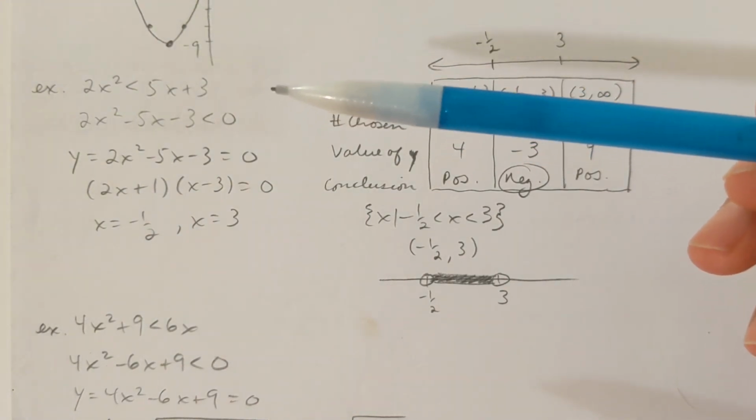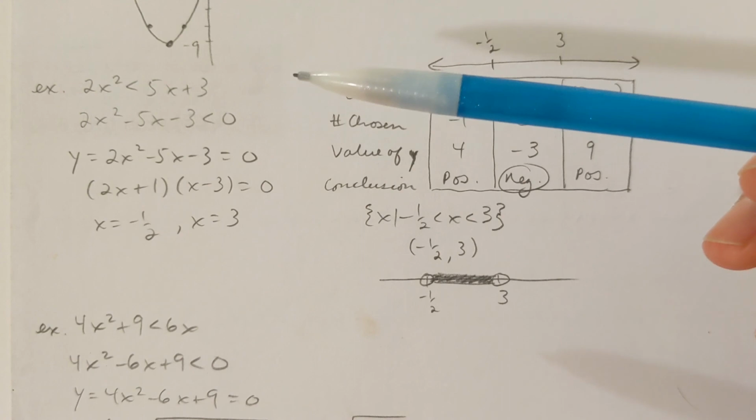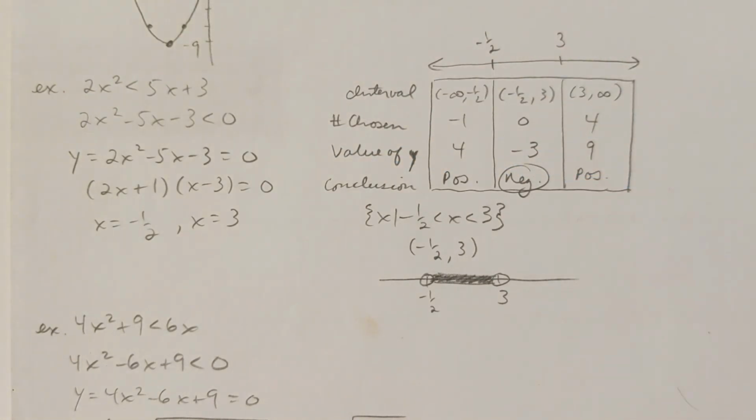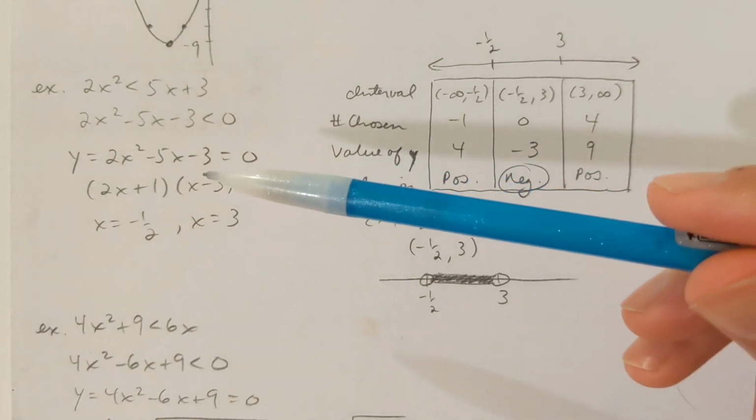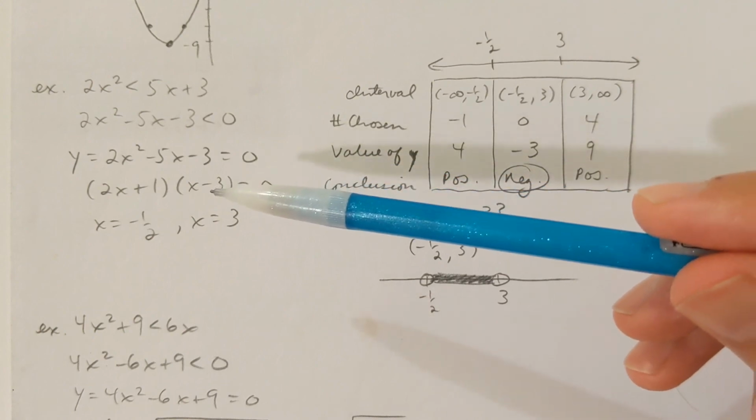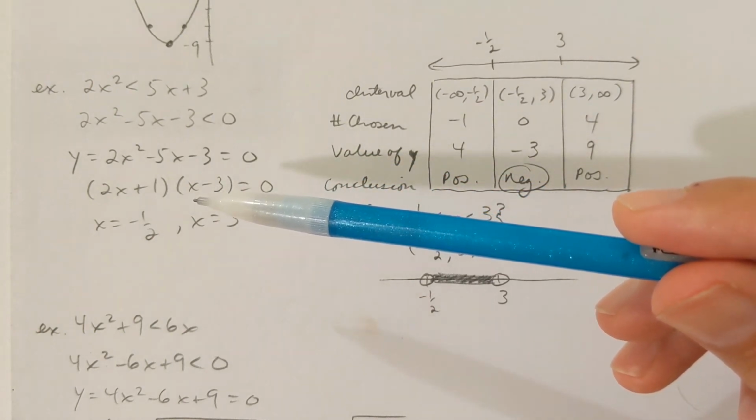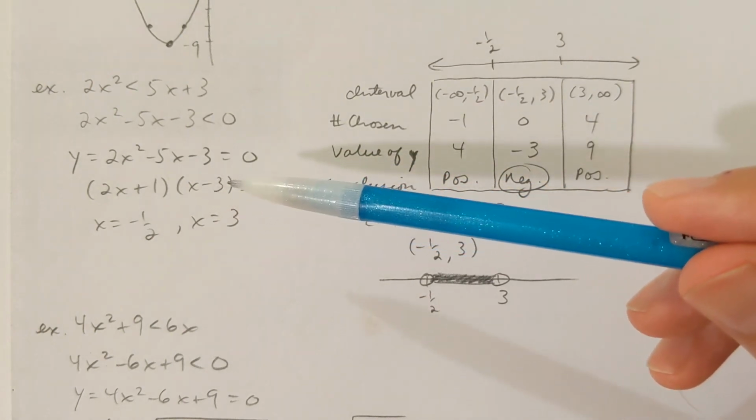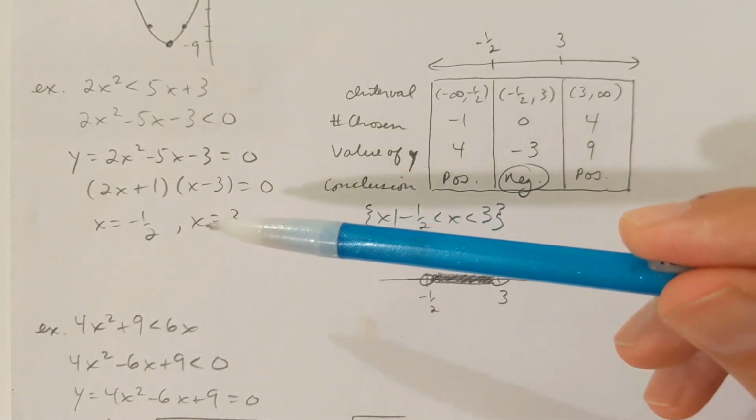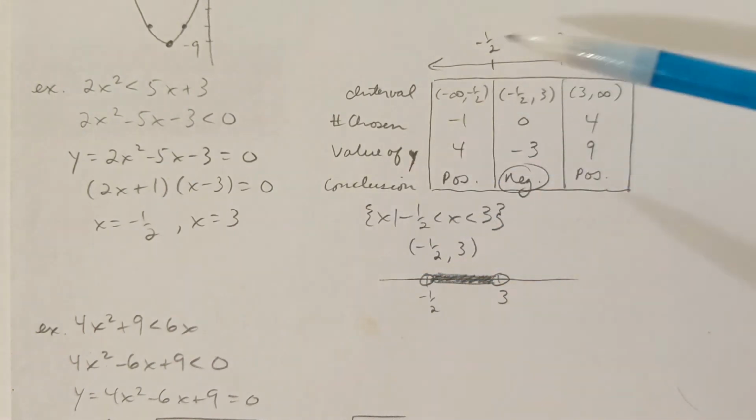Second problem: 2x squared less than 5x minus 3. Well, step one is always to get everything onto the left. 2x squared minus 5x minus 3 less than 0. If I call this y and set y equal to 0, this is going to factor as 2x plus 1 times x minus 3 equals 0. And x is equal to -1/2 and x is equal to 3.